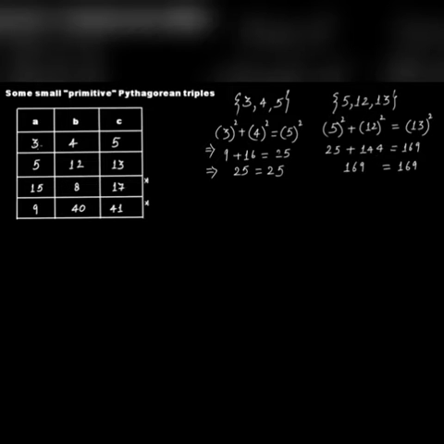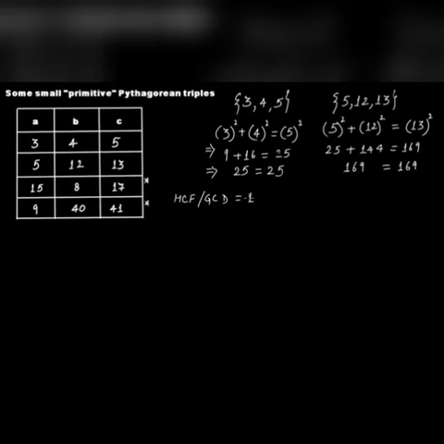Now, you'll ask, what are then primitive Pythagorean triples? If you look at these 4 sets of Pythagorean triples, then you will find that their highest common factor or the greatest common divisor is equal to 1. The highest common factor is equal to 1. That makes them primitive Pythagorean triples.